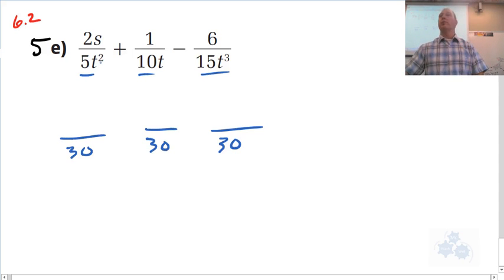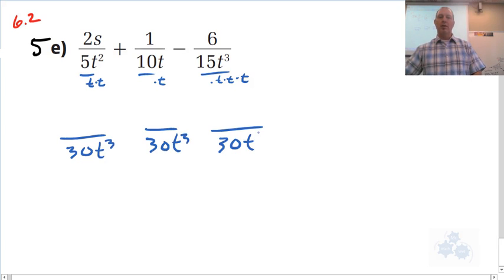Now what about the variables? This one has a t times t. This one has just a t. This one has t times t times t. Remember, they all have to have what any of the other ones have. So this one needs another t, so t cubed is part of the common denominator. And this one, you have to multiply by a t, and you have to multiply by a 6. So this one has to be times 6t up top.